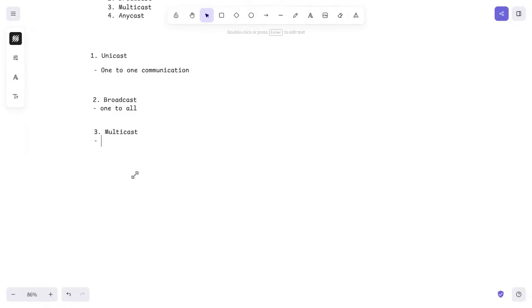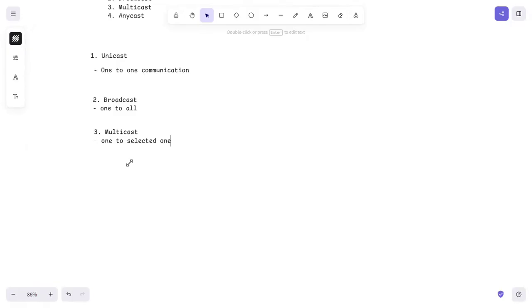So if I say one to selected ones, it's like I talk to a group, but only the people who need it. Like when we are creating a WhatsApp group. It's just a simple example of multicast.